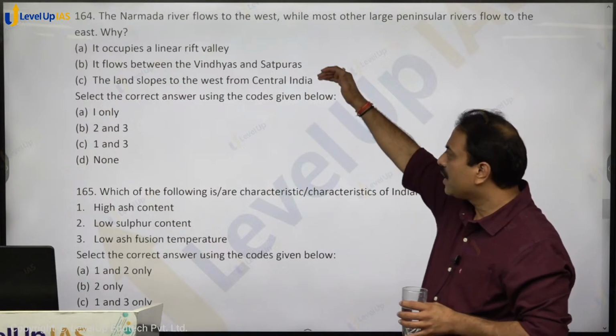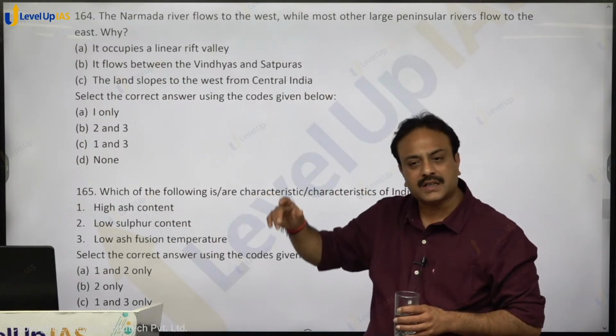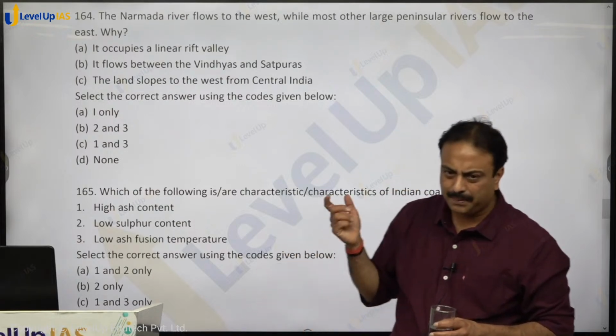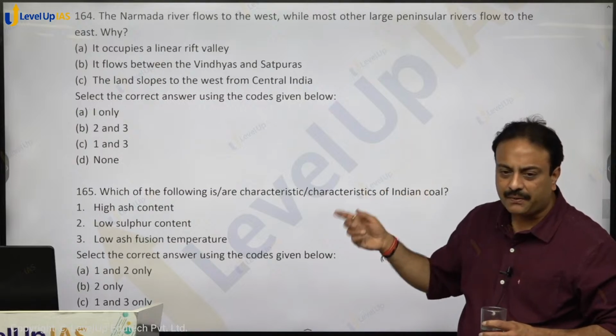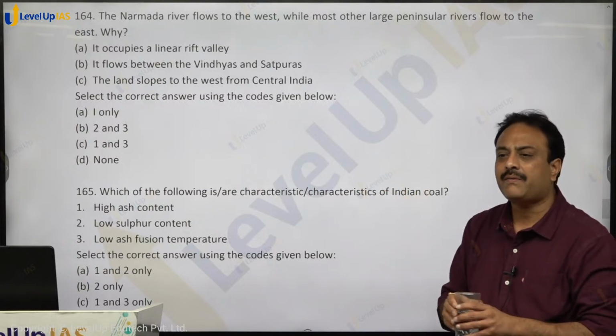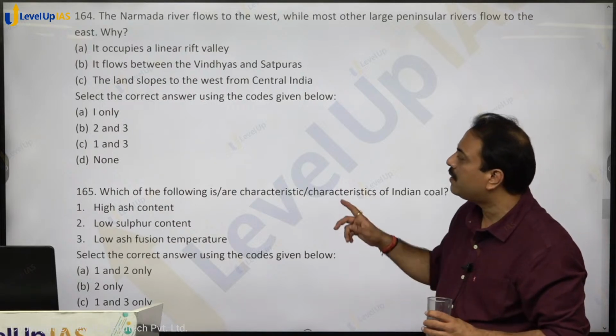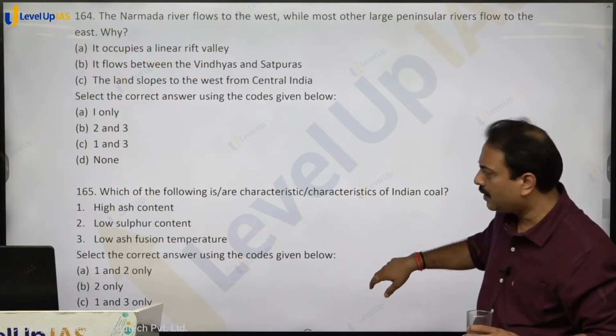It flows between Vindhyas and Satpura, that is correct, but that is not the reason for the flow of Narmada towards the Arabian Sea. The reason is that it occupies a rift valley, and that rift valley has the slope towards the Arabian Sea. So option A for apple, one only, will be the right answer.